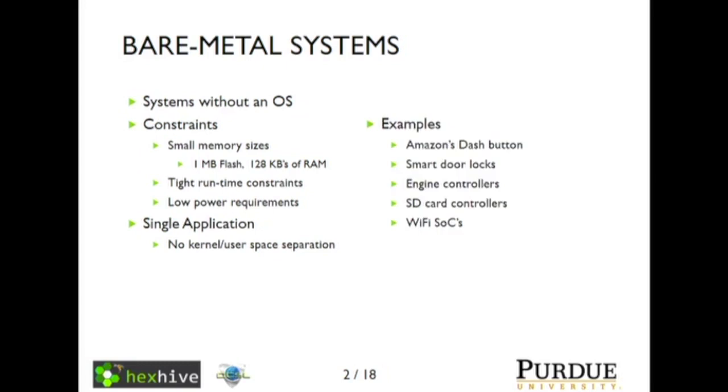Some examples of systems that are built like this are Amazon's Dash buttons, some smart locks, engine controllers. Within a micro SD card, there's a microcontroller. There's a bunch of flash in a microcontroller. That microcontroller is running bare metal code. Some people have actually rewritten that firmware and essentially exploited SD cards. Wi-Fi systems on chips. So your cell phone has a system on a chip in there that handles all the low-level Wi-Fi. It's running bare metal code.